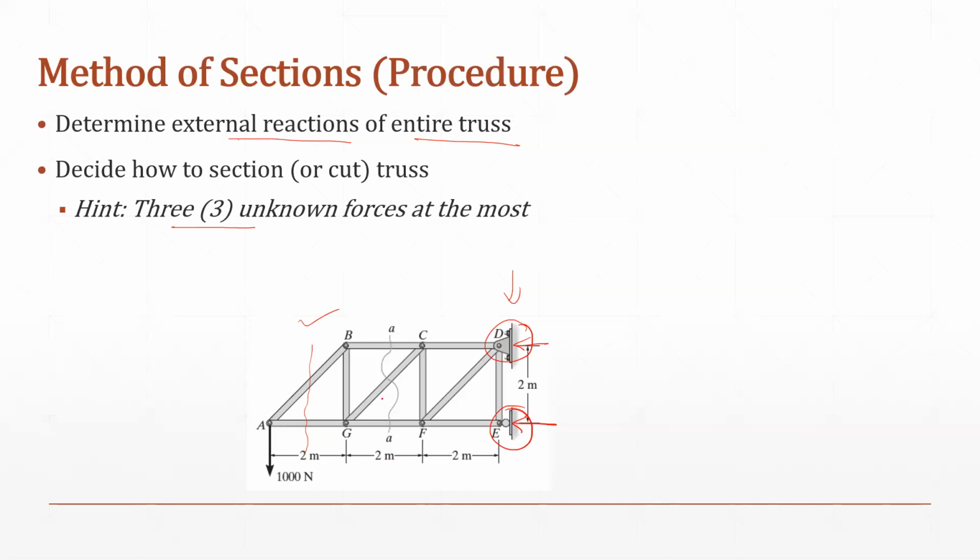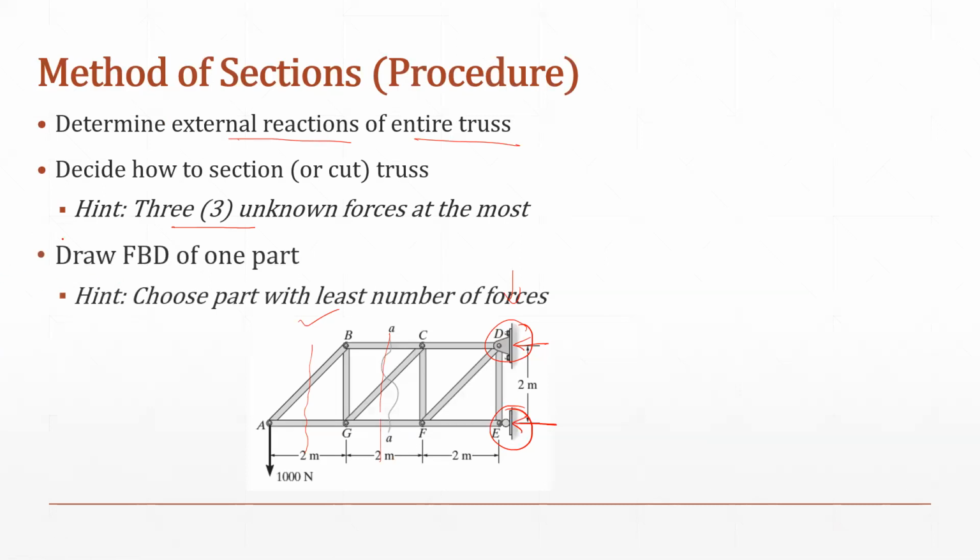So in this case, if we are required to find out force in member GC, we can cut the section like this. You can see we are cutting only 3 members: BC, GC and GF, and all 3 members have unknown forces, which are not found yet. So this is the way we decide which section, or which way, we are going to cut.